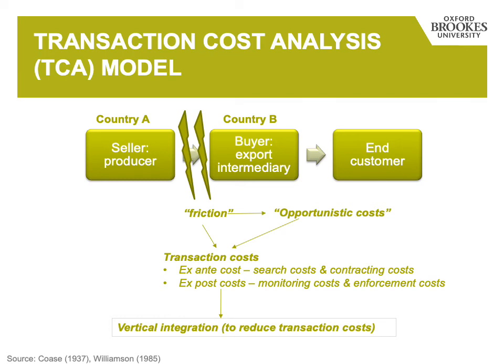the end customer. These are the opportunistic costs, or the transaction costs: ex ante costs, search costs and contracting costs; ex post costs, monitoring costs, and enforcement costs. To avoid this, a seller/producer would prefer vertical integration to reduce transaction costs, or a hierarchical approach.